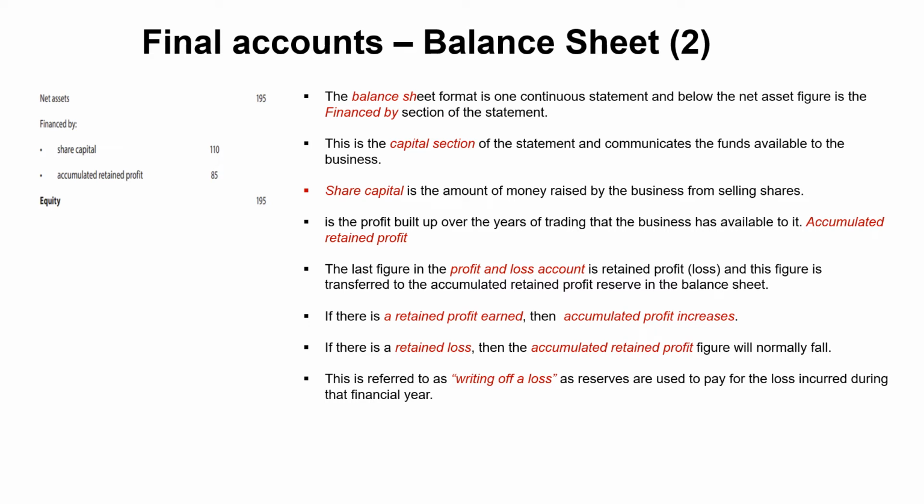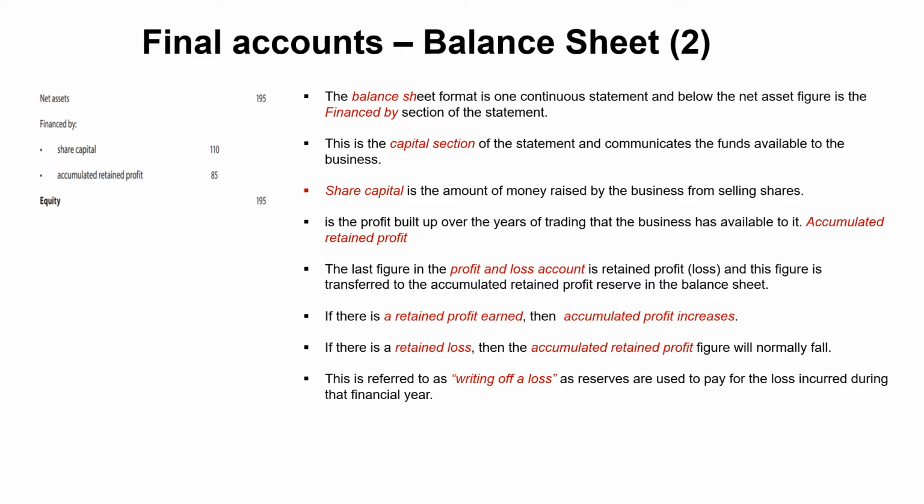Now I've included here the bottom section of the balance sheet. It goes from net assets to finance by. In the finance by section, you have share capital, which is simply money the business has earned from selling shares, and you have accumulated retained profit.